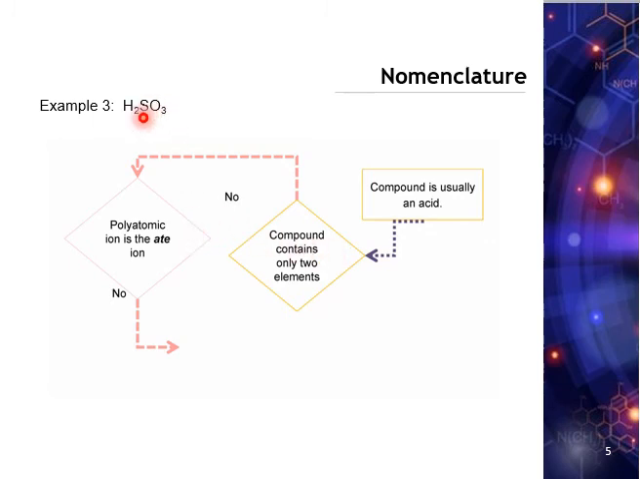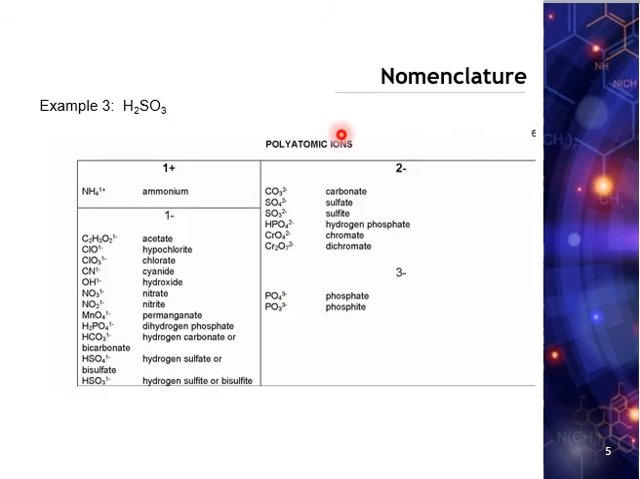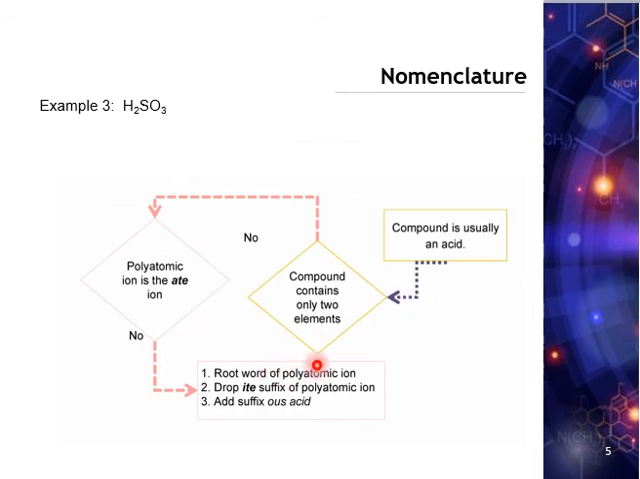You're going to look at the SO3. Is this the polyatomic ion sulfate? And if I look at my polyatomic ion sheet, SO3 is sulfite. So the answer is no. This is not the ate ion. You drop the ite and you add ous acid. So the name of H2SO3 is sulfurous acid.